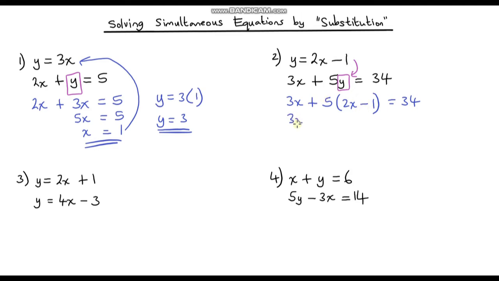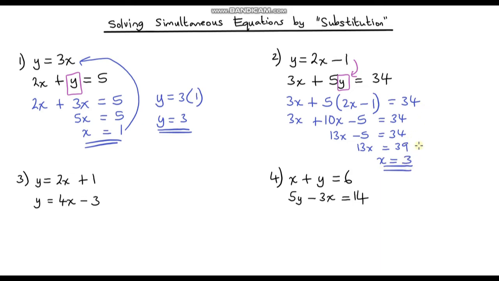So here we're going to have 3x, and then 5 times 2x is positive 10x, and 5 times negative 1 is negative 5, and that equals 34. So if we just simplify things a bit, 3x plus 10x is 13x. So 13x minus 5 equals 34. And now if we add 5 to both sides, we're left with 13x equals 39, and then divide both sides by 13, we're left with x equals 3. So we've got our value for x.